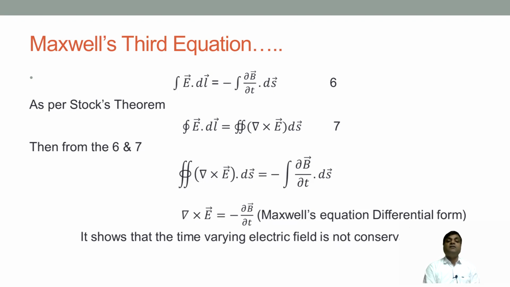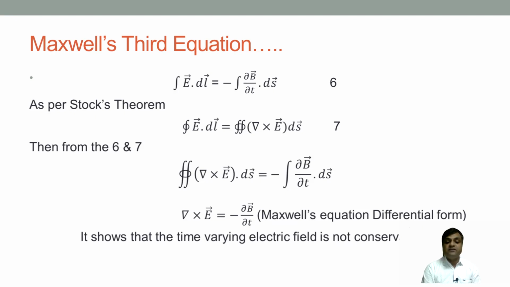Again, we can derive this Maxwell equation in differential form for the time varying cases. So we use Stokes theorem. Again, the integral of E dot dl is equal to the surface integral of del cross E dot ds. Then by replacing the integral of E dot dl in equation 6 with this in equation 7, both sides have the surface integral. It means del cross E is equal to minus del B upon del t. That is called the Maxwell equation in differential form.